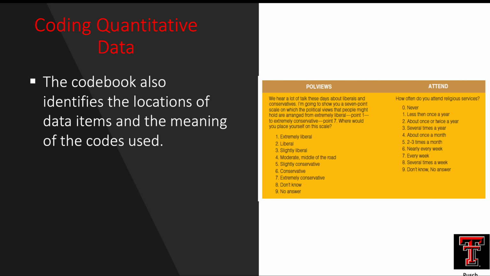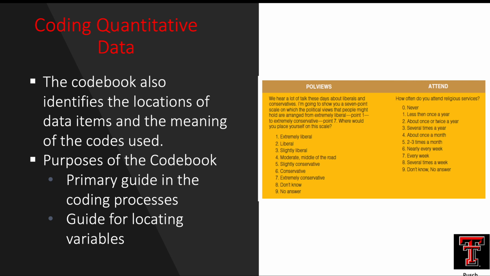So the codebook also identifies the locations of data items and the meaning of the codes used. So here we have a codebook, political views. Again, it goes from extremely liberal to don't know, no answer. How often do you attend religious services? Again, most of the programs we use don't recognize words. So we give our words a number instead.